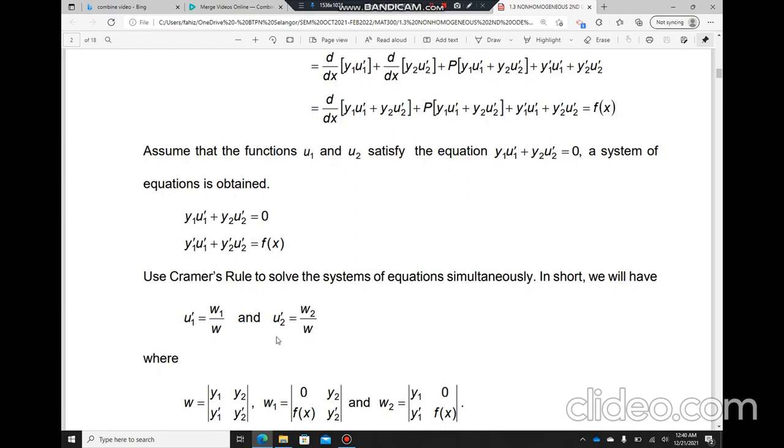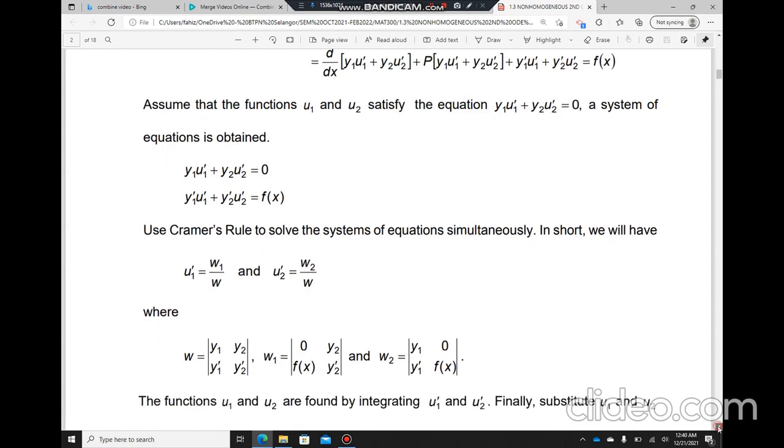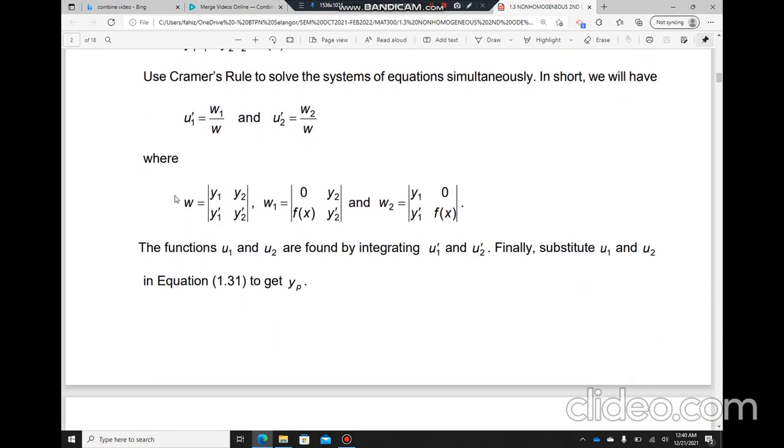Okay, next we use Cramer's rule to solve the system of equations. So kita akan dapat U1 prime and U2 prime. Then we need to find W1 and W2. Okay, so yang ni nanti saya akan tunjukkan by example. Saya akan terangkan lebih detail lagi macam mana kita nak calculate W1 and W2 and then U1 prime, U2 prime, and then also U1 and U2.